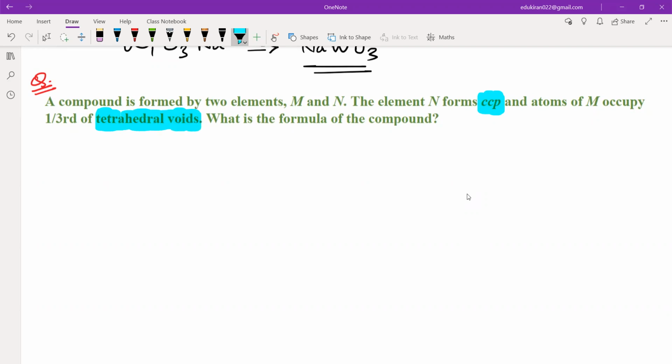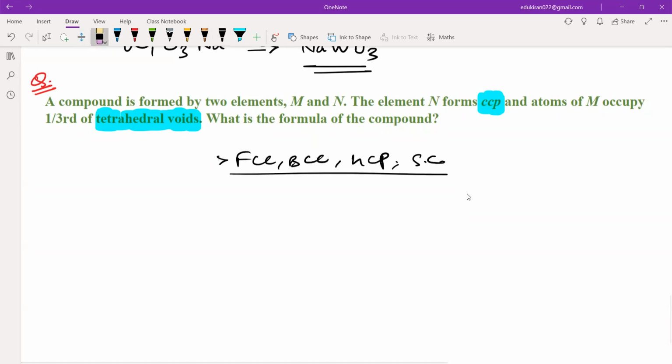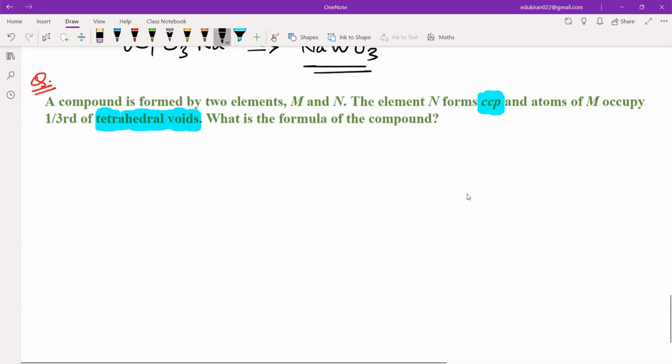So in this type of questions, what information do you need? The information that you need is the Z of different packings: Z of FCC, BCC, HCP, simple cubic. All of the Z for these types of packings, and also the number of tetrahedral voids or whatever void is present in these types of unit cells. These are the two pieces of information you need to solve this type of question.